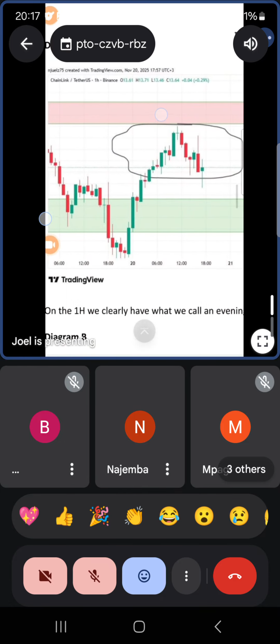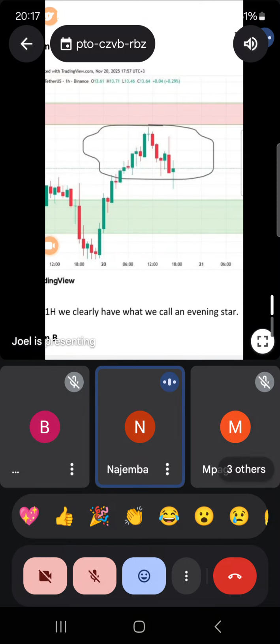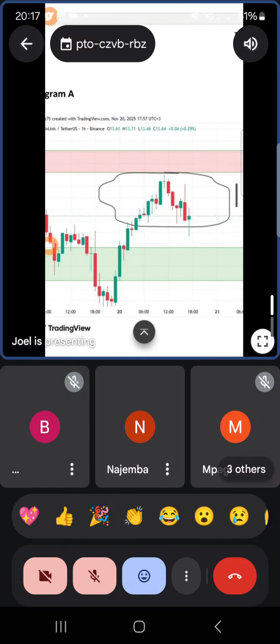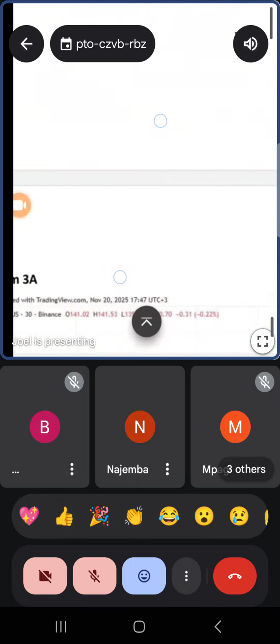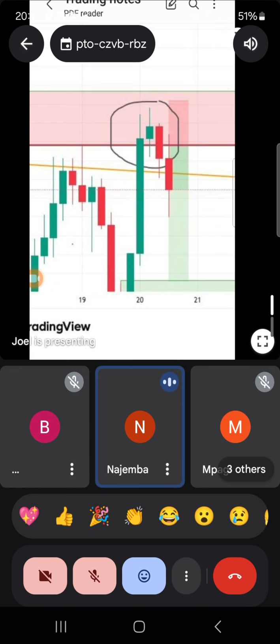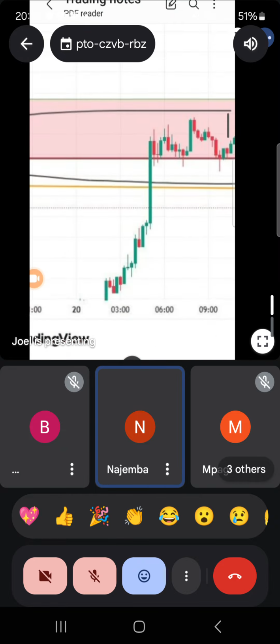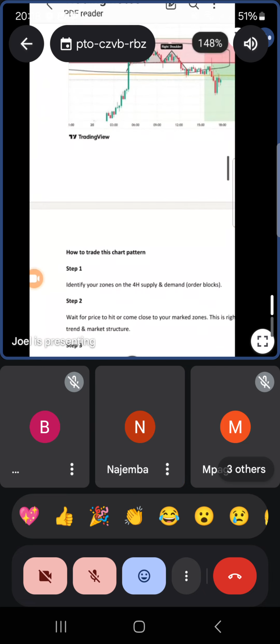In the 1 hour, what we're seeing is an evening star. Keep in mind, this evening star here is somehow different from this one. But once you understand this, the more you practice it, the more you see them, it'll be very easy for you. So let me just show you how I trade them.